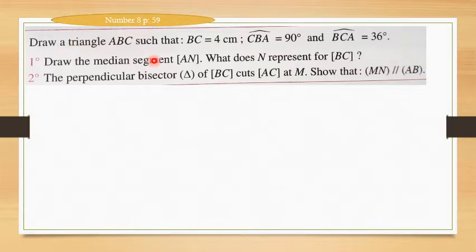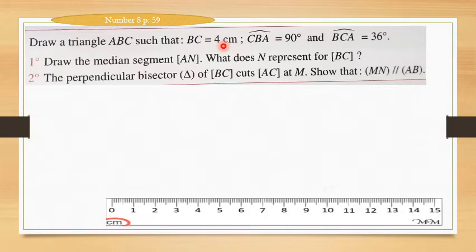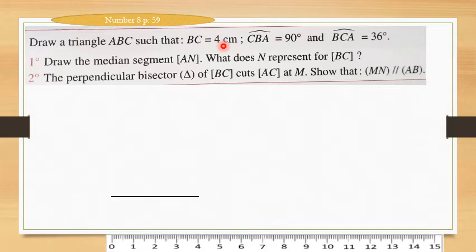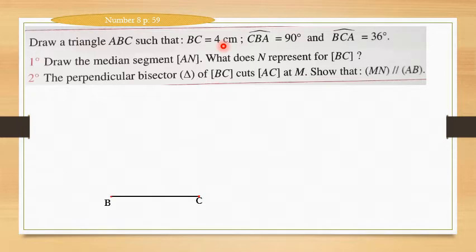Draw a triangle ABC such that BC equals 4 cm, angle CBA equals 90 degrees and angle BCA equals 36 degrees. We start by drawing the segment BC by using our ruler starting from the 0. Here is a segment BC of length 4 cm.